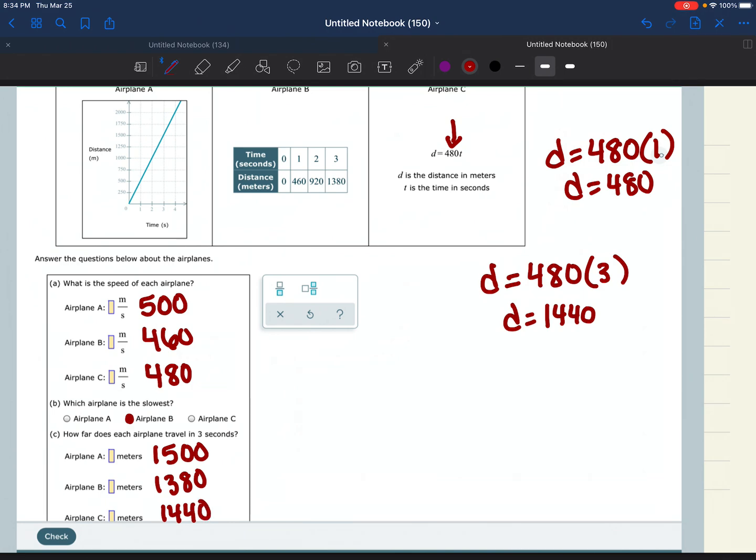Okay, so these are pretty straightforward. Notice all of them go through (0, 0), right? The graph here starts at (0, 0). This has an ordered pair of (0, 0). If you plugged 0 into this equation, 480 times 0 is going to give you 0. So everything with direct variation has to go through the origin.